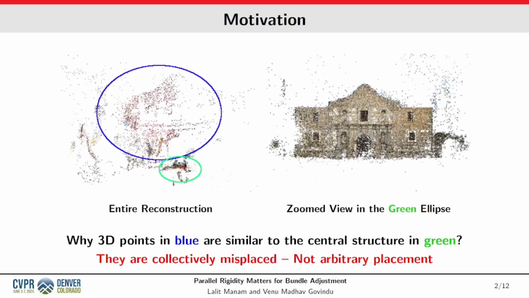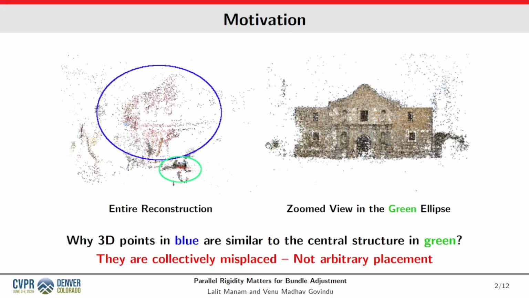Let's start with the motivation. In the left figure, we see an entire reconstruction of the scene where the blue ellipse shows the 3D points that have been misplaced from the central structure in the green ellipse, which is also zoomed in the right figure. We can clearly see that these 3D points have the same pattern as that of the central structure. That means they are collectively misplaced and not an arbitrary placement.